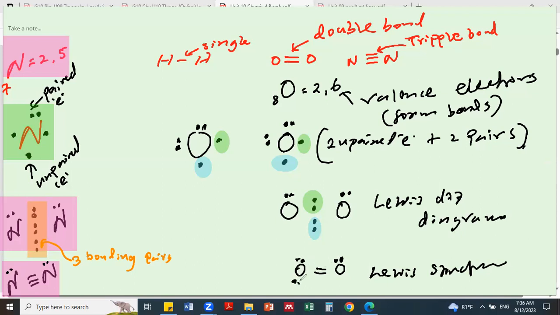There are 2 pairs here. You can put the pairs anywhere you want around that, no problem. There's no rule that you have to put them top and bottom like that. Is that clear? Yes, Sanuka, it has 2 non-bonding pairs. Understood?